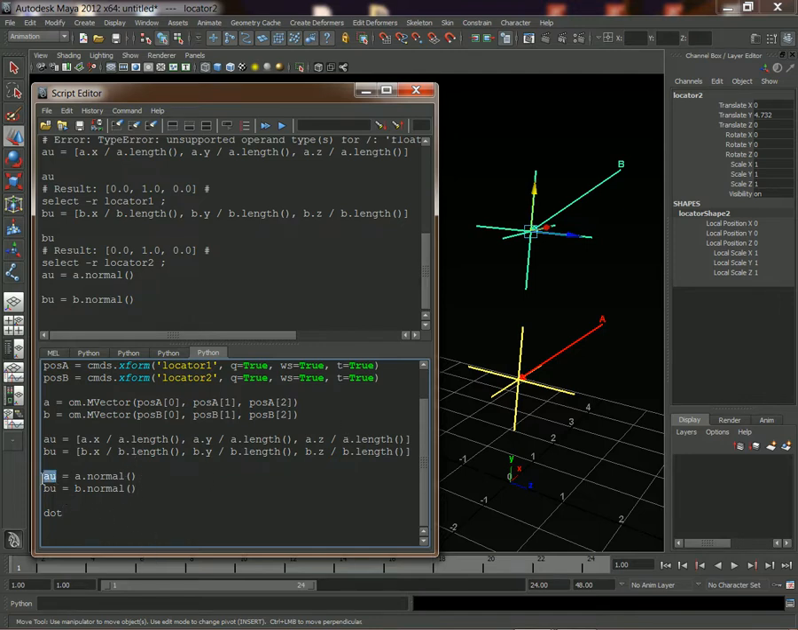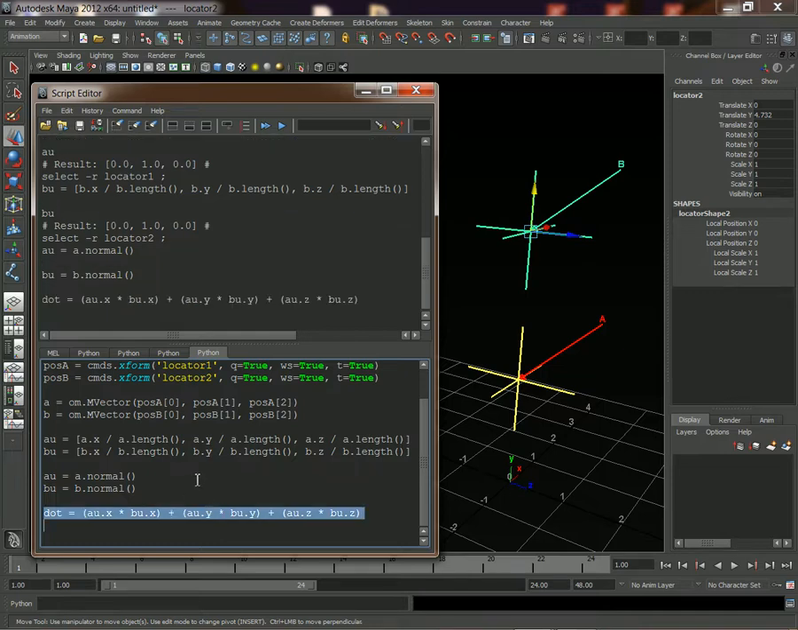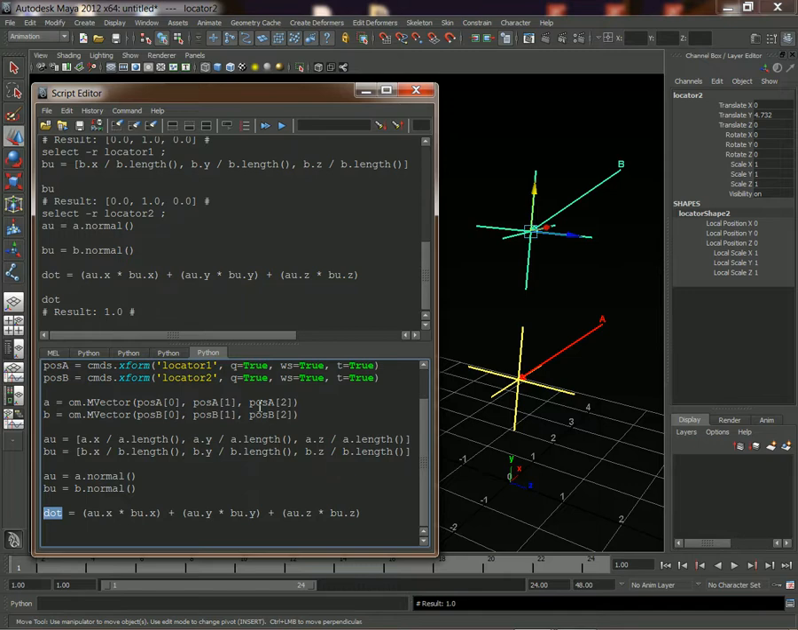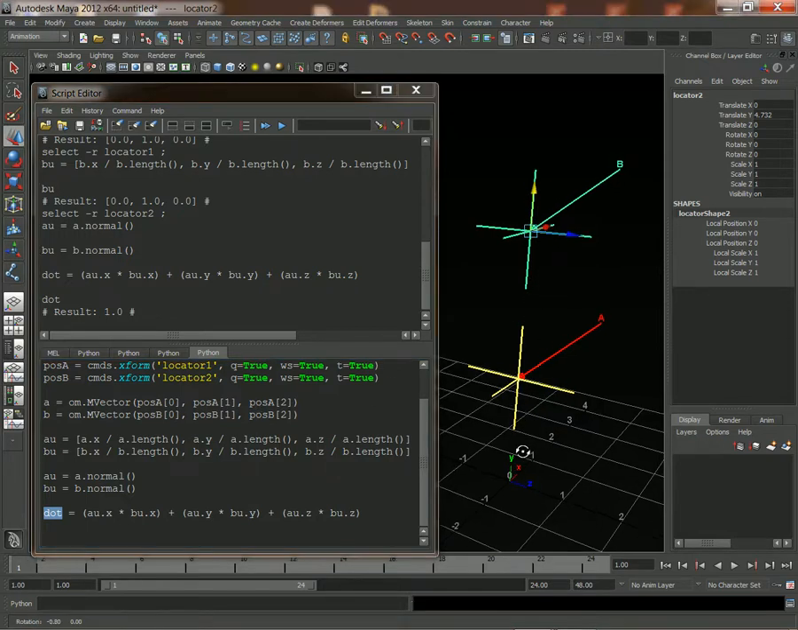So now that we have AU normalized and BU normalized, to get the dot product, we would say, in parens, AU.x times BU.x, plus AU.y times BU.y, plus AU.z times BU.z, which gives us the result of 1, because these vectors are both going the same direction.